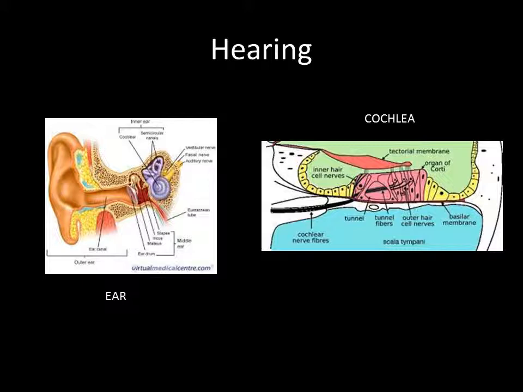Let's now talk about the anatomy and physiology of the ear. I encourage you to read about this in your book so that you can understand it in more depth, but I'll touch on it here. The ear has 3 parts: the outer ear, middle ear, and inner ear. The outer ear is made up of the auricle or the pinna and also the external auditory canal.